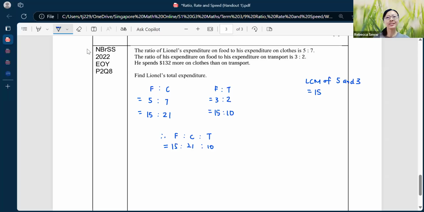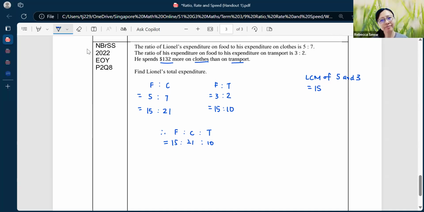Now let's bring in $132. This is the comparison between the amount spent on clothes as opposed to transport. So clothes is 21 units, transport is 10. That makes a difference of 11 units. So 11 units is $132. And to find the total expenditure, perhaps what we can do is add a fourth quantity, total, and we add up 15 to 21 to 10, that's 46.